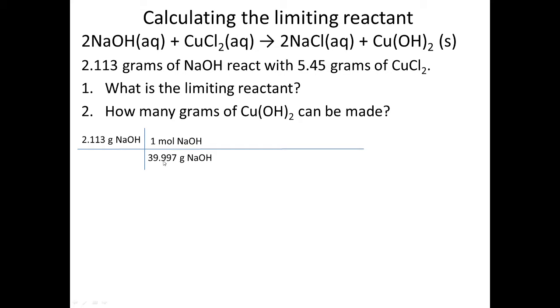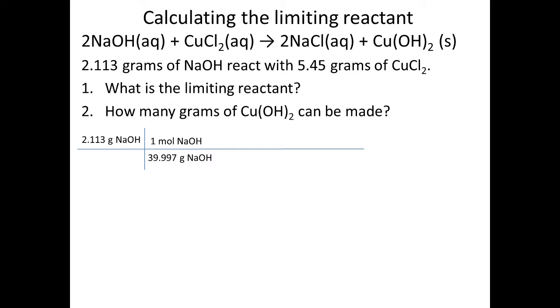So when I write it this way, I'm starting with 2.113 grams. I'm going to multiply by 1 mole of NaOH, and I'm going to divide by 39.997 grams of NaOH. Just put them in your calculator one at a time. You don't have to do it all in one shot. Since I have grams of NaOH in the numerator and the denominator, they divide out, and I'm left with moles.